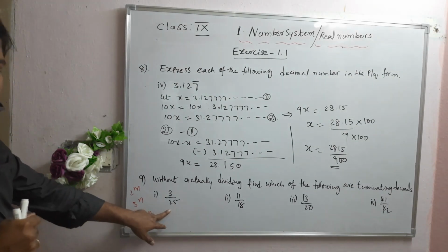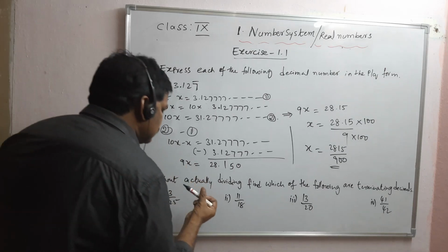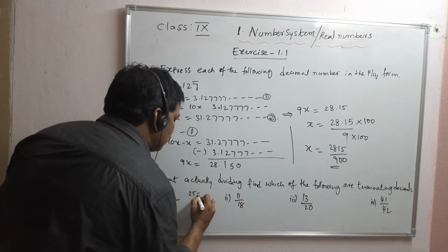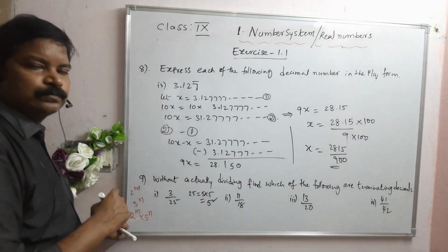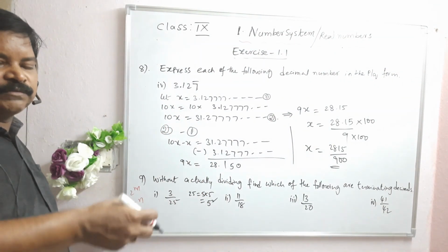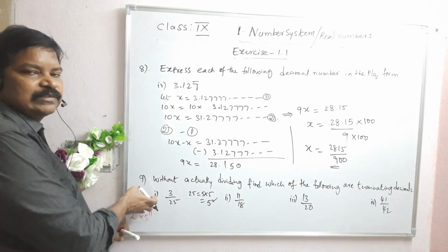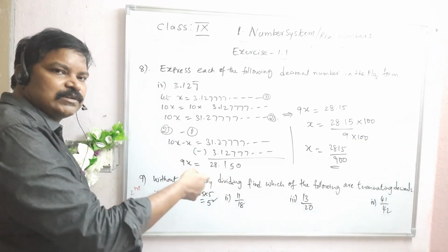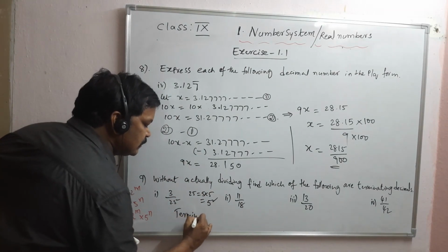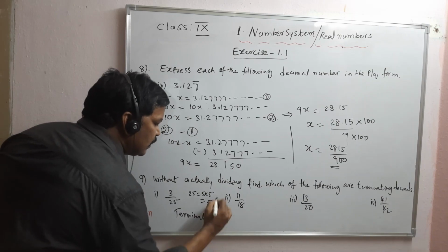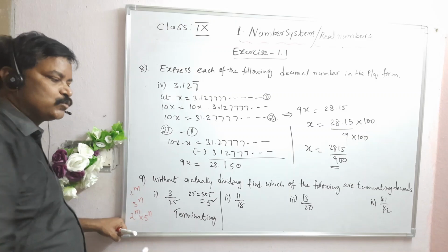So we have to check the denominator here. 25 can be written as the product of prime factors, 5 into 5, that is equal to 5 square, no? So if the denominator is in the form of 5 to the power of n, then such a fraction will be terminating. So this is a terminating decimal. Why? The denominator is in the form of 5 to the power of n, that means 5 square.